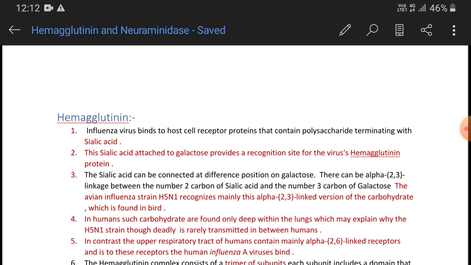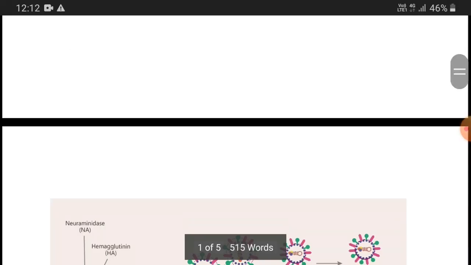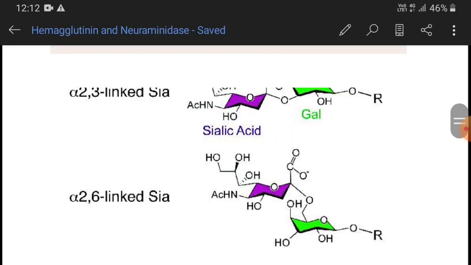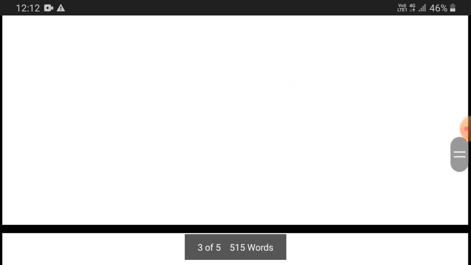During recognition of the sialic acid receptor, they mainly recognize the linkage between the sialic acid and the galactose. If it is an alpha 2,3 linkage, then it will be recognized by the H5N1 strain, and if it is an alpha 2,6 linkage, then it will be recognized by human influenza. So that is all about hemagglutinin.